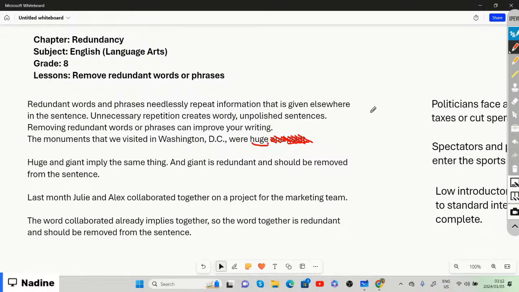All right, so if we look at another sentence, it says: last month, Julie and Alex collaborated together on a project for the marketing team. So basically the word collaborated and together are basically the same.